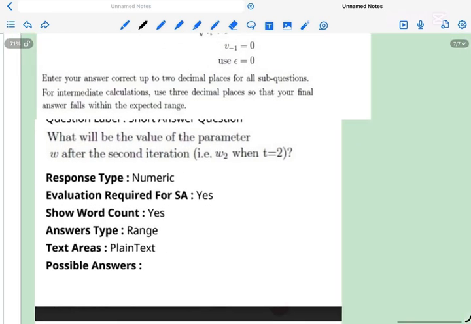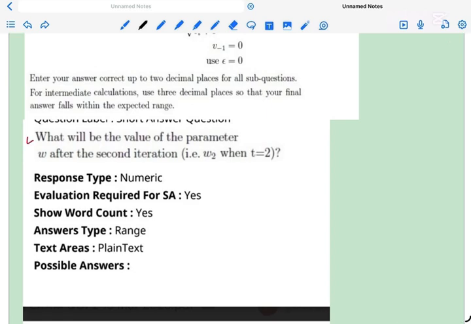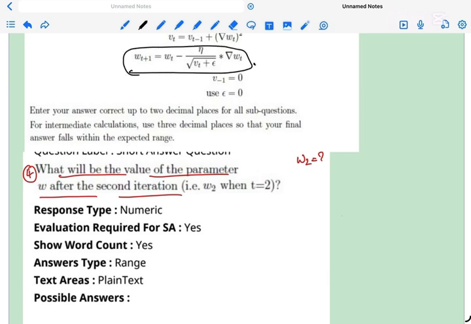And for the next question, the fourth question, what will be the value of the parameter w after the second iteration? That is w2 they are asking. So using this formula we calculate. It is easy. w2 we want, that is w at t equals 1 plus 1, minus eta times square root of v at t equals 1 plus epsilon, which is 0, times delta w at t equals 1, that is w2.